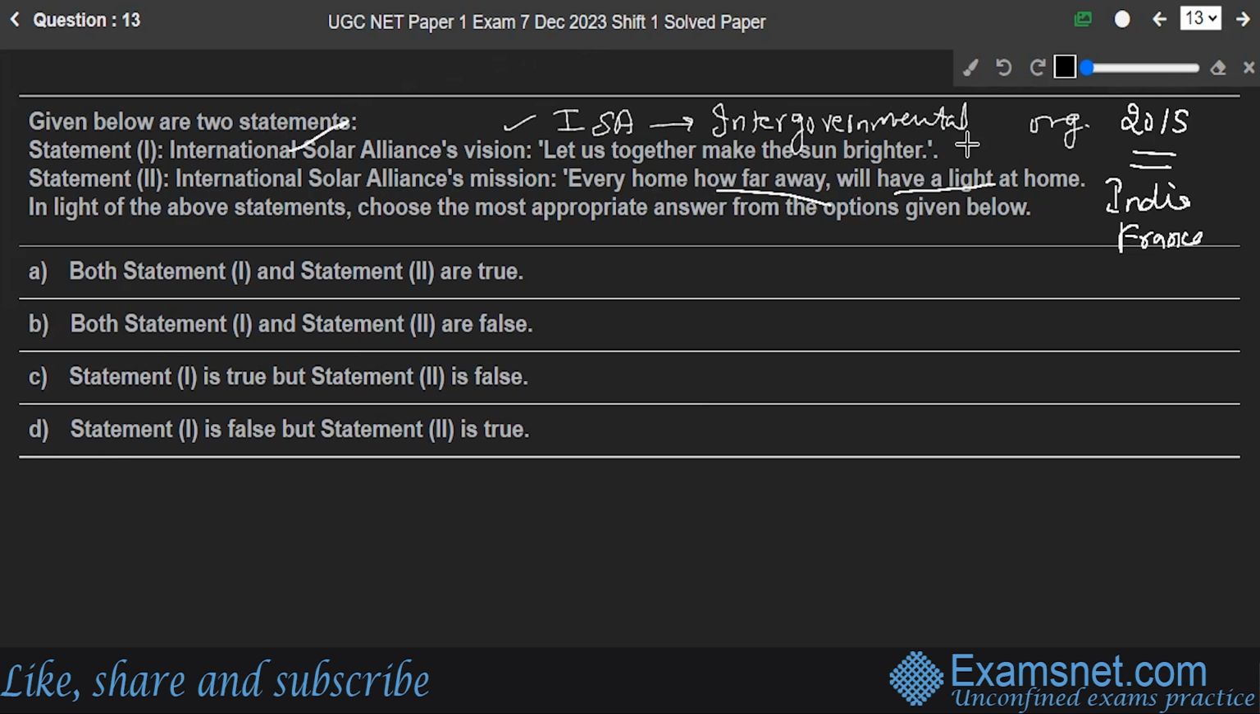ISA's mission is to ensure that every home in the world has access to electricity, even in remote areas where there is no access to the grid. ISA is working to achieve the mission by providing financial and technical assistance to developing countries to help them adopt solar energy. So both these statements are true. We have the first option as the right answer. Hope you got that. Let's move to the next question.